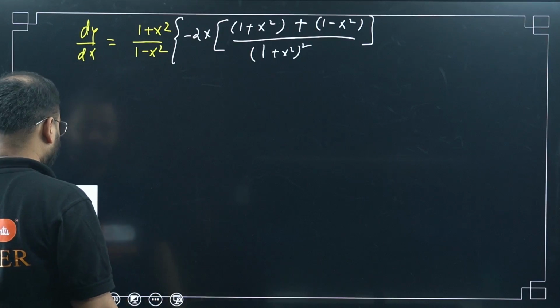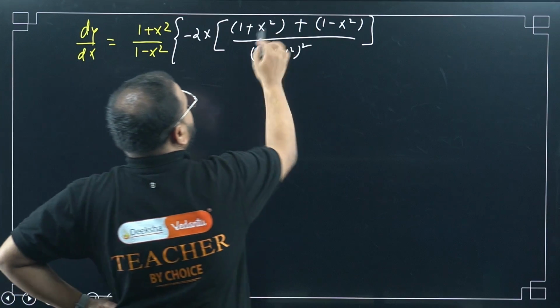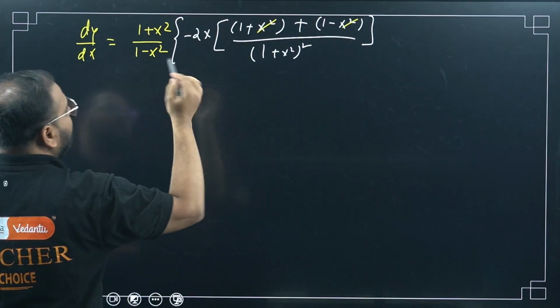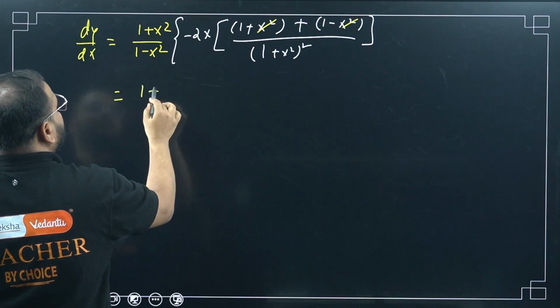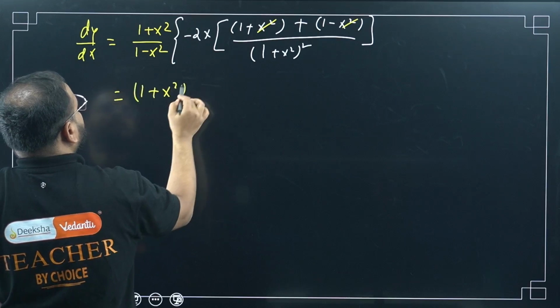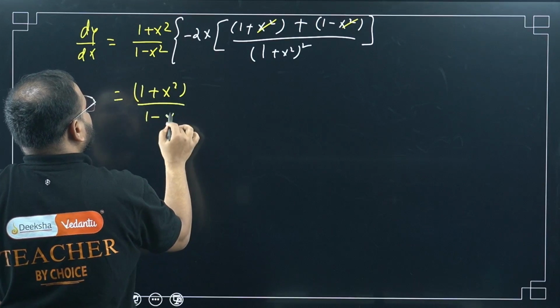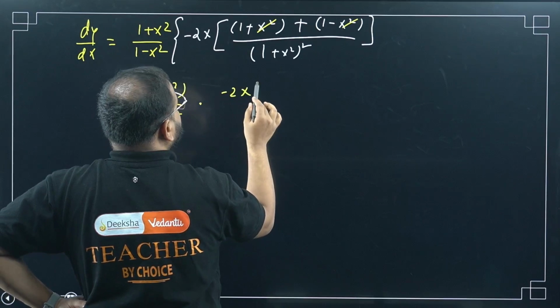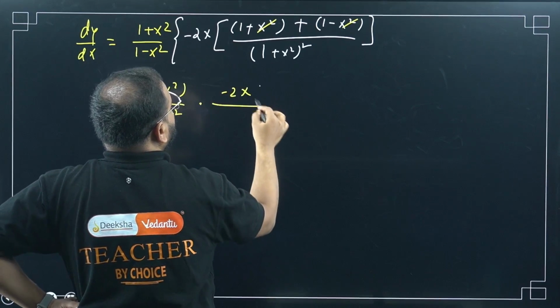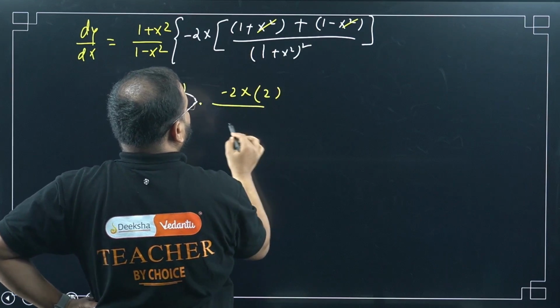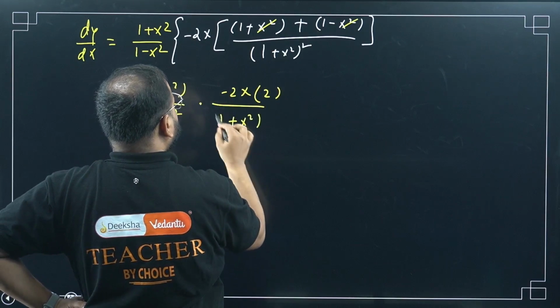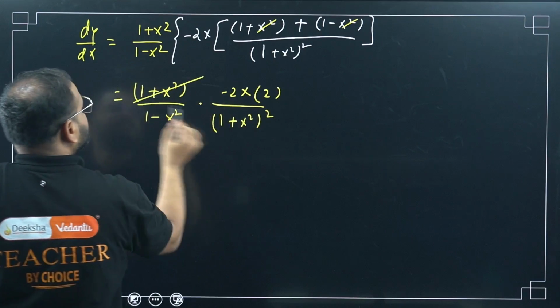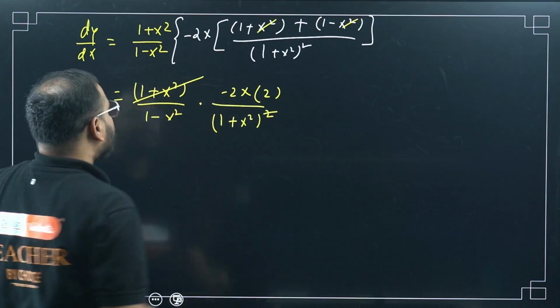Okay. So if you check it here, these two will cancel each other. Correct? What am I left with now? 1 plus x square upon 1 minus x square times minus 2x, sorry, minus 2x times 2, right? 1 plus 1 will be 2. Over 1 plus x square the whole square. Cancel this with this extra. Okay. What is left now?